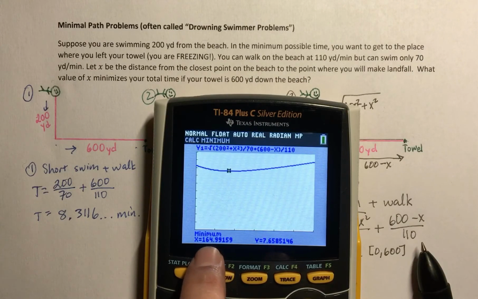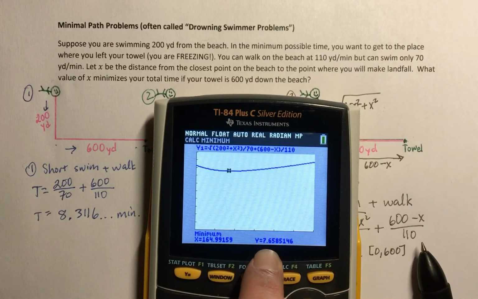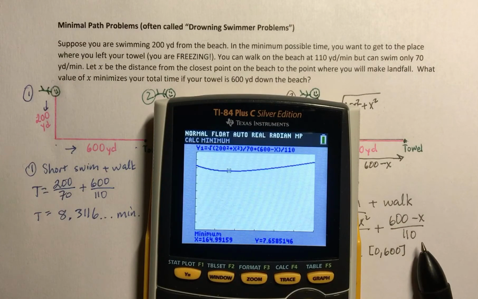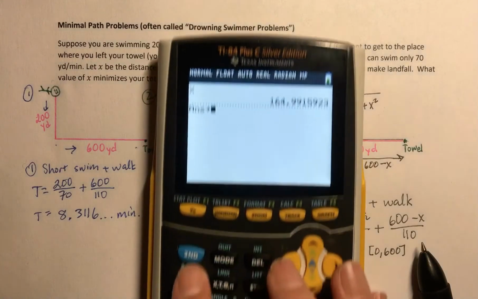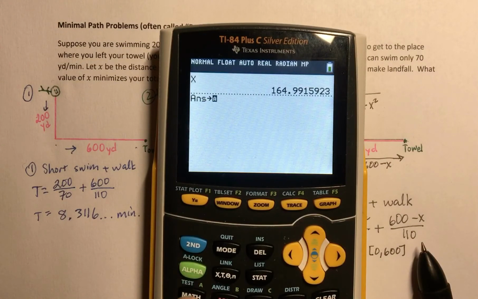So 164.991 is where my minimum is. And my minimum is the 7.658. Okay. I want this x value again, so I'm going to quit out of here. Go to my home screen. Right now it's my x. It won't be my x for much longer as if I hit trace or do anything graphing. So I'm going to store it, which is the STO button immediately above your on button. And then alpha, which is right below the second, and then I'm going to call it A. That way I can use it again later.